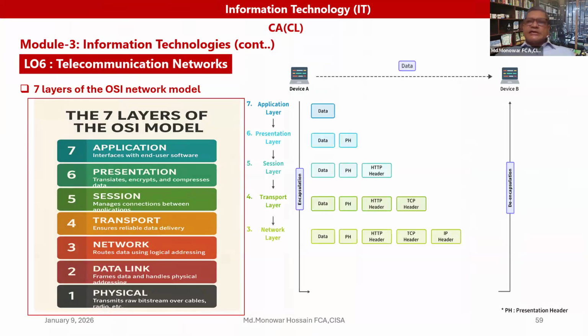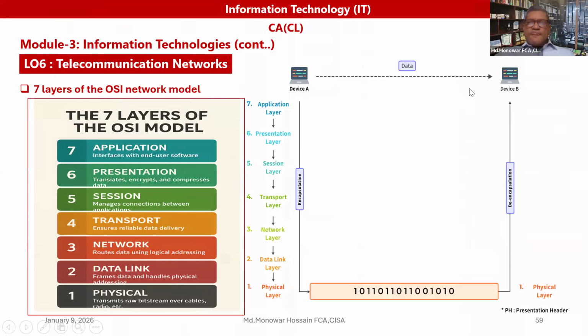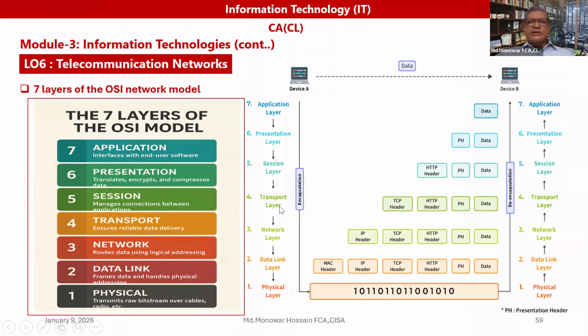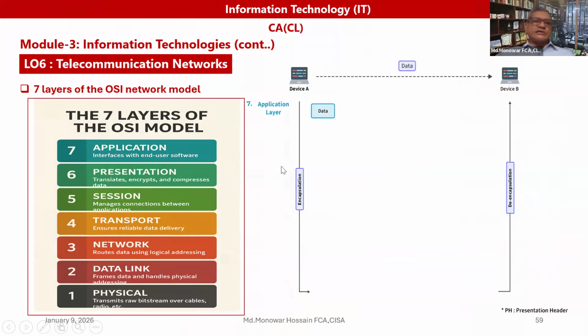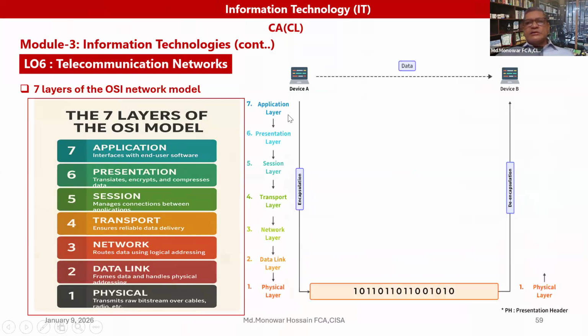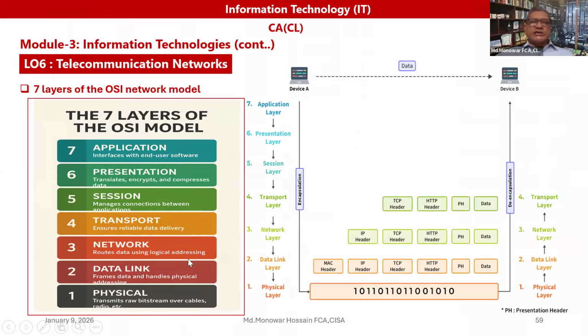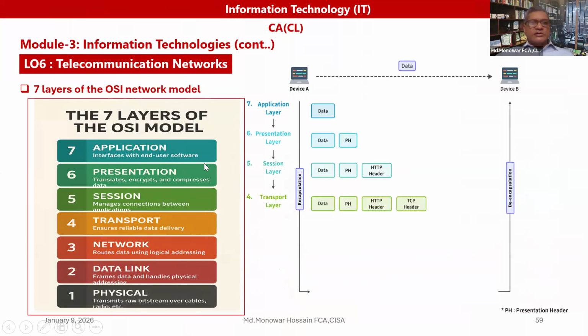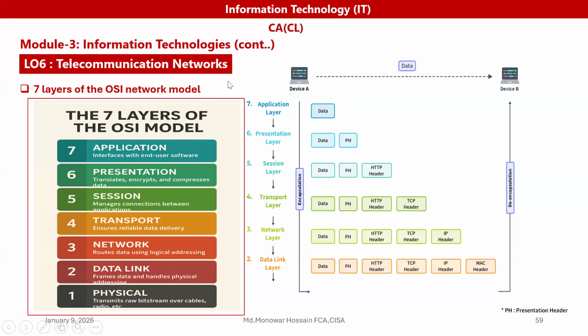So the layers are, look here: physical layer, data link layer, network layer, transport layer, session layer, presentation layer, application layer. 7 layers in the OSI model. So here is an MCQ: how many layers are in the OSI model, the network model? Answer: 7 layers.